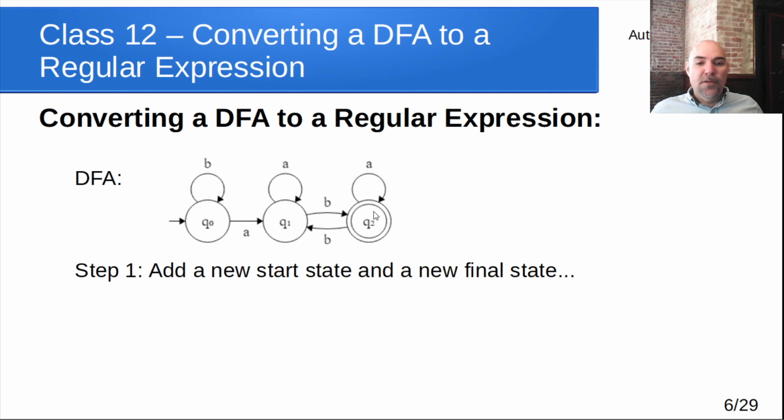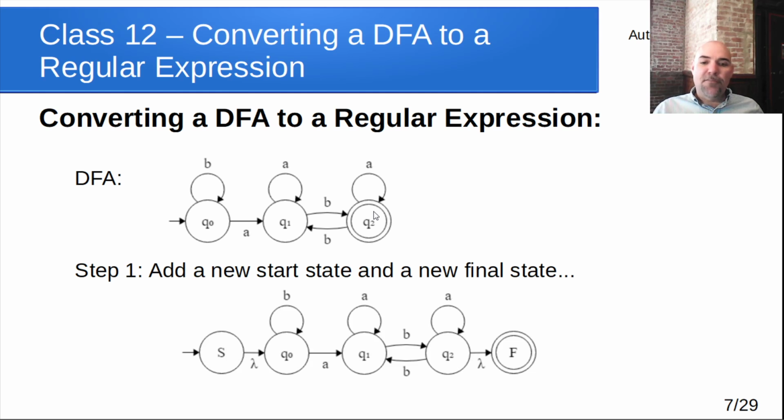So what we want to do is convert that into a regular expression. Step one is to add a new start state and a new final state. We're going to call those S for start and F for final. Notice what I did is I connected S to the original start state on a lambda, and I connected any final states of my DFA. In this case, there's only one, Q2. We connected that to F on lambda.